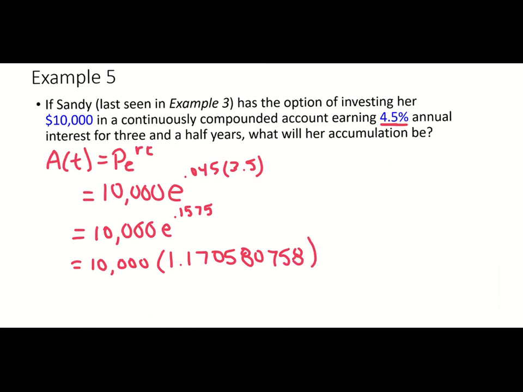We're going to multiply that times our 10,000. And we end up with 11,705.80758, or if we're talking money, we're going to have $11,705.81.